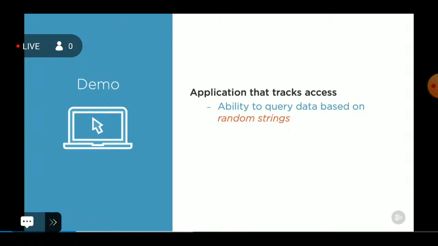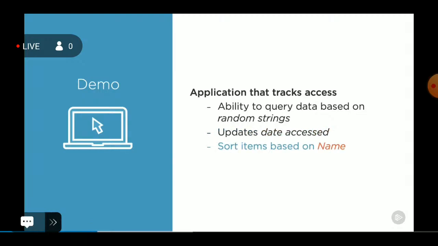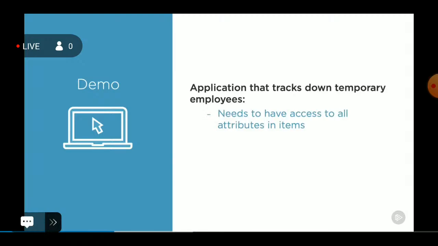The application should update employee item with the day accessed in epoch time. The application should be able to sort returned items based on employee name, but query based on date. For example, get items where date is 6th of May and name contains Bob. The developer specified the third application that will access the table. This application will track down temporary employees and contract workers in various departments, so we'll need to query full items based on employee position and contract type.